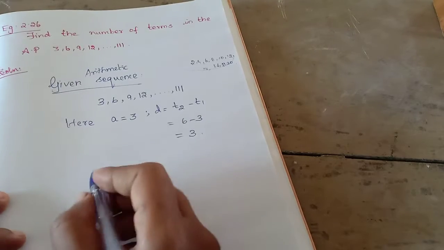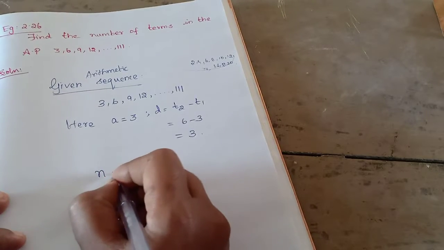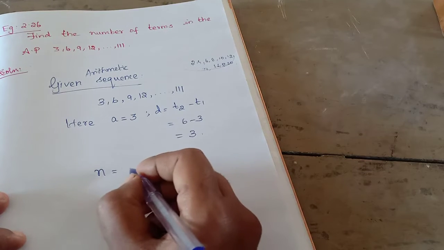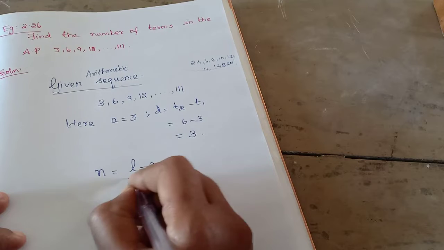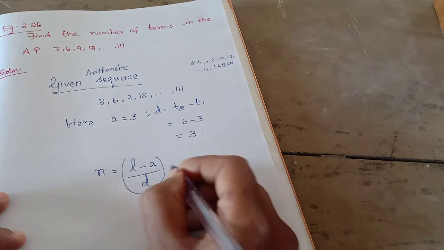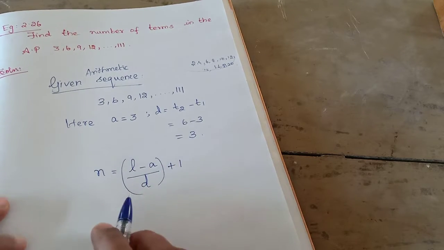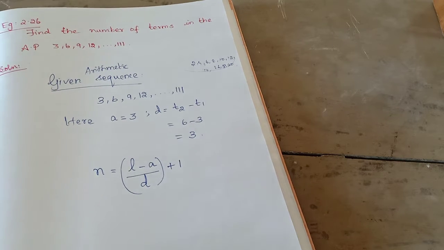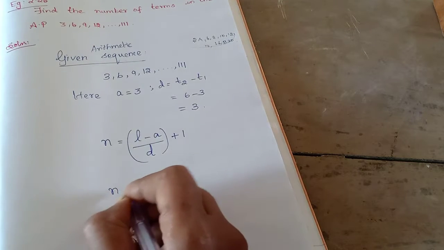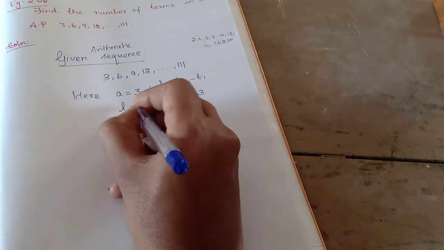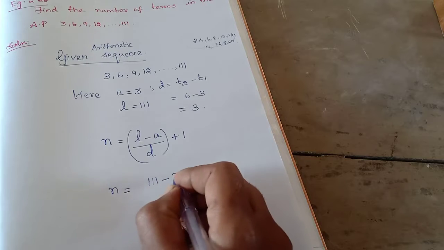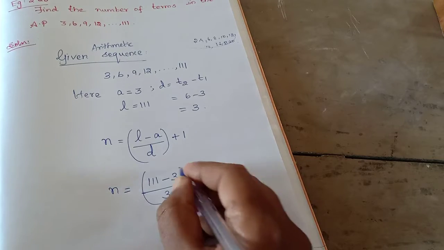Then what's the formula? We already learned it. Number of terms means N. In the last class we studied it, no? Yes. N is equal to (L minus A) by D plus 1. Repeat this formula. N equals (L minus A) by D plus 1. Okay, so N equals, the last term also you need to write here, last term 111. So (111 minus 3) by 3 plus 1.